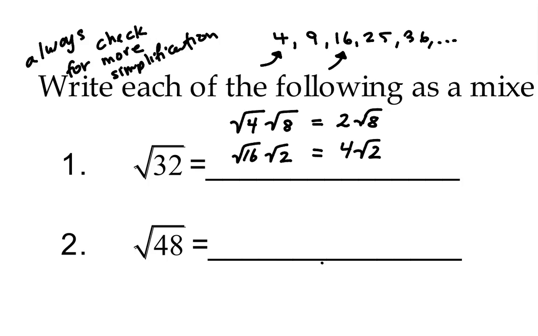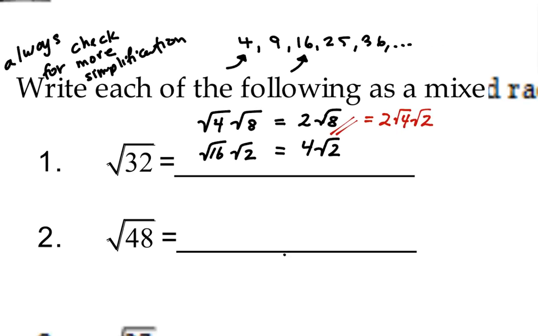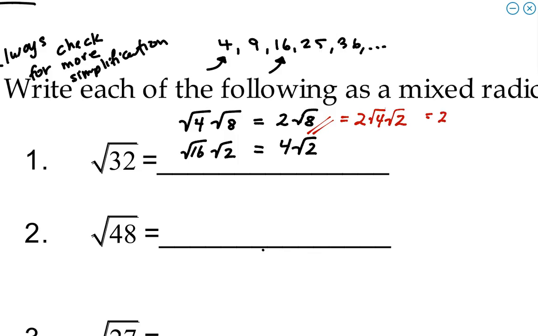Like if you take a look at the one that I said isn't quite correct, this one here, the 2 root 8, what could you do with the root 8? The root 8 you could say would be what? Square root 4 times square root 2. And then that square root 4 becomes 2. And then 2 times 2 is 4, which is the same as this one. So make sure that when you're doing this, that you go fully simplified.